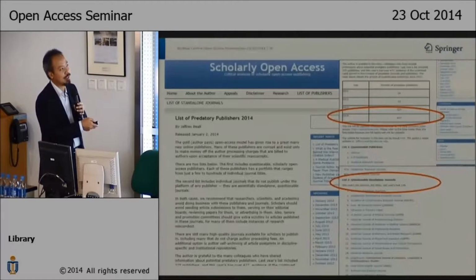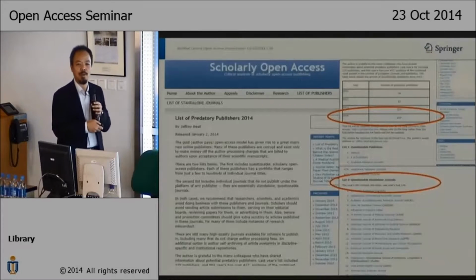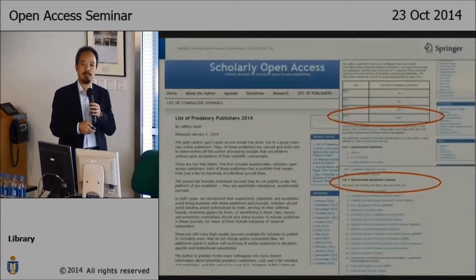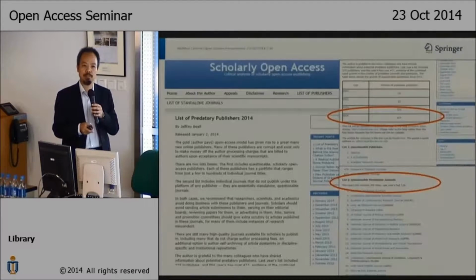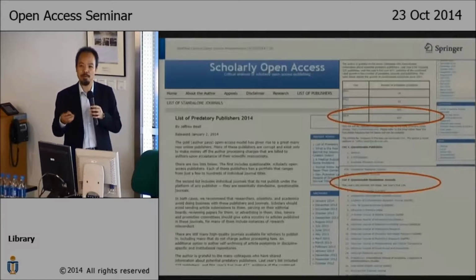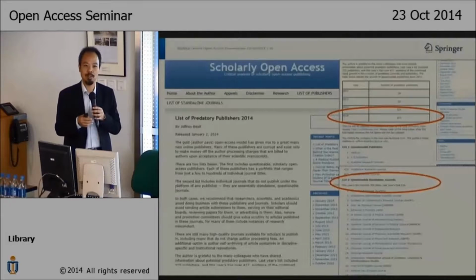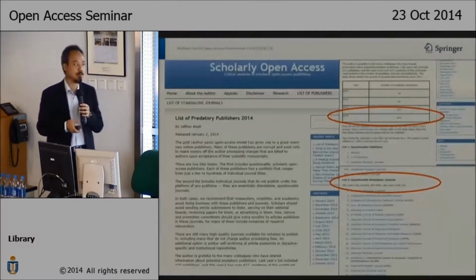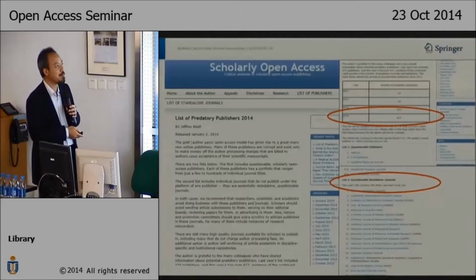These are the figures. I didn't update them, but I looked at the website. Right now, there are more than 600 predatory open access publishers and around 400-something predatory open access journals. When you look at this number, it seems not big. But some of the predatory open access publishers have more than 100 journals. I didn't go through them one by one, but I think there may be more than 10,000 predatory open access journals in the market. So you need to be very careful.